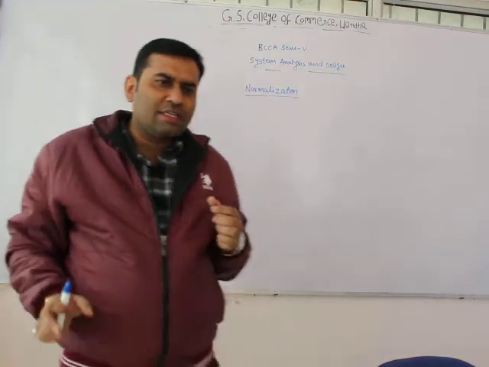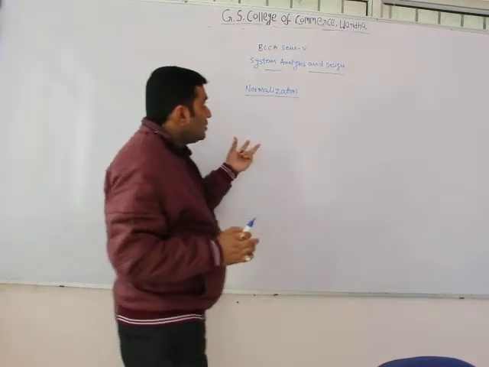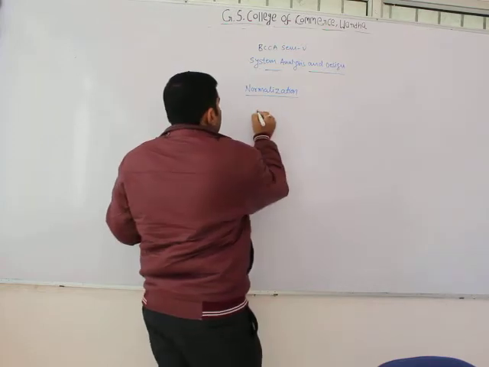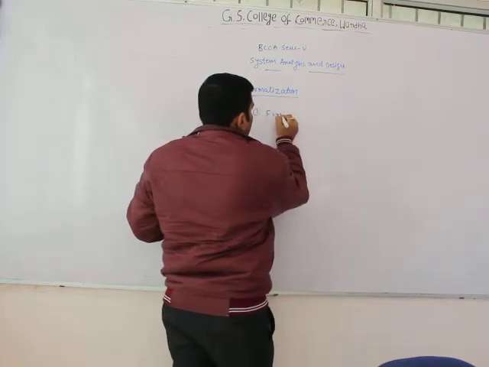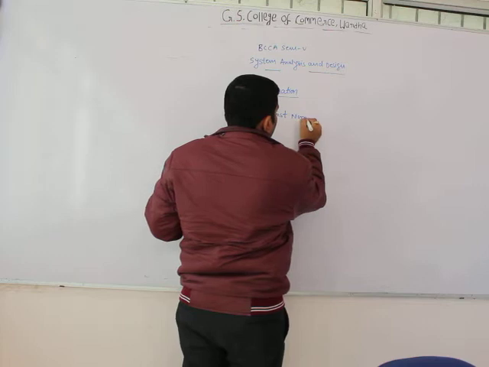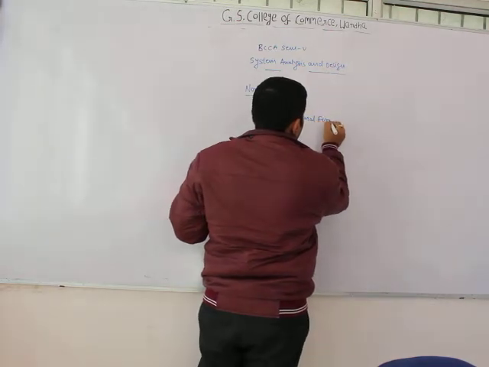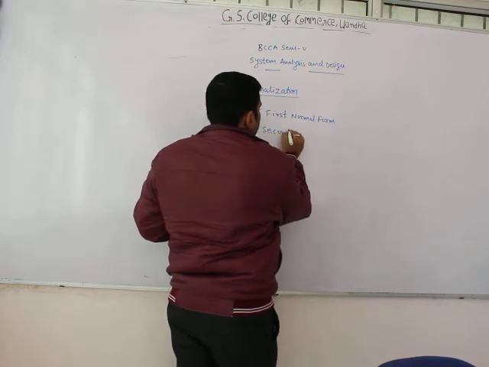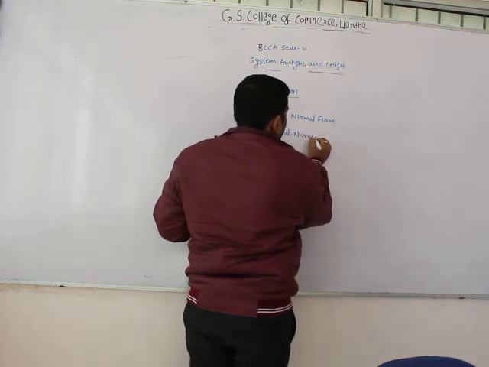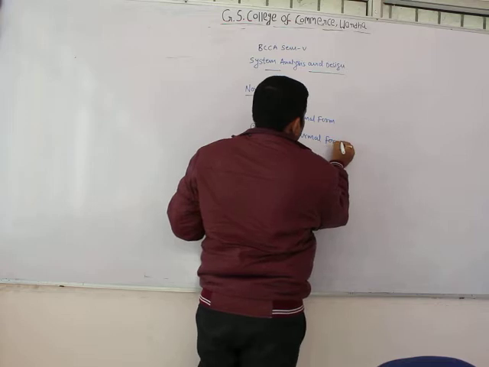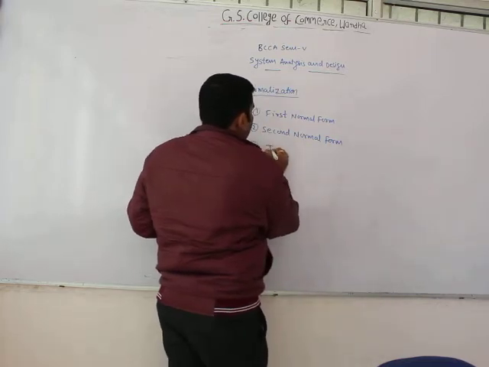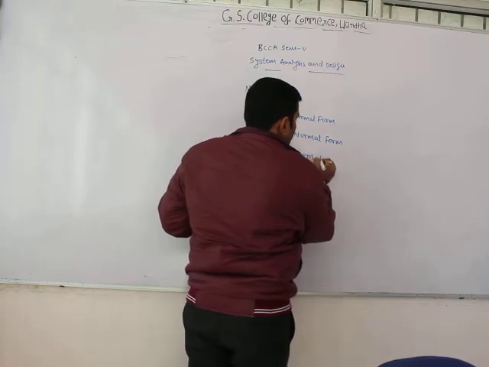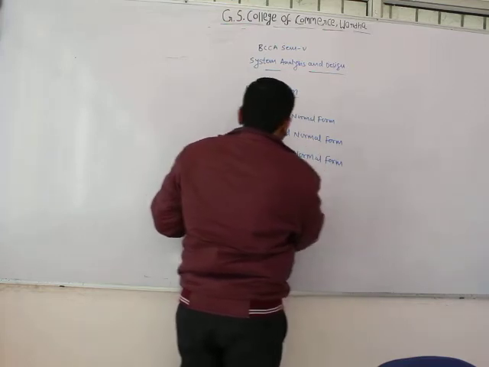There are three types of normal form. The first is first normal form, then second normal form, then third normal form, and then fourth normal form.